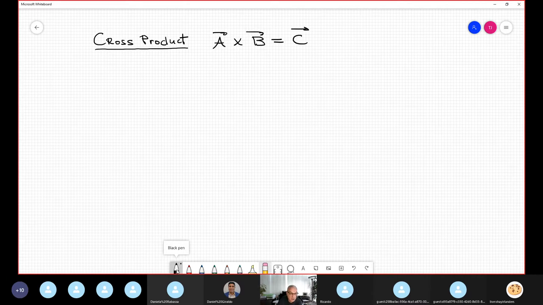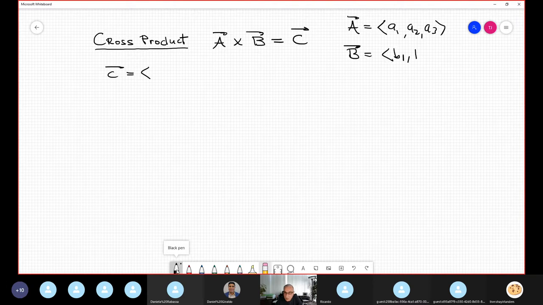Okay, what is the idea? What is the definition? The definition is the vector C. The definition is complicated, but I want to apply a shortcut. Suppose that the vector A has components A1, A2, A3, and the vector B is B1, B2, B3. Then the vector C is a weird formula that nobody memorizes: A2 B3 minus A3 B2, this is the first component. The second component is A3 B1 minus A1 B3. And the third component is A1 B2 minus A2 B1. Nobody remembers this stupid formula.